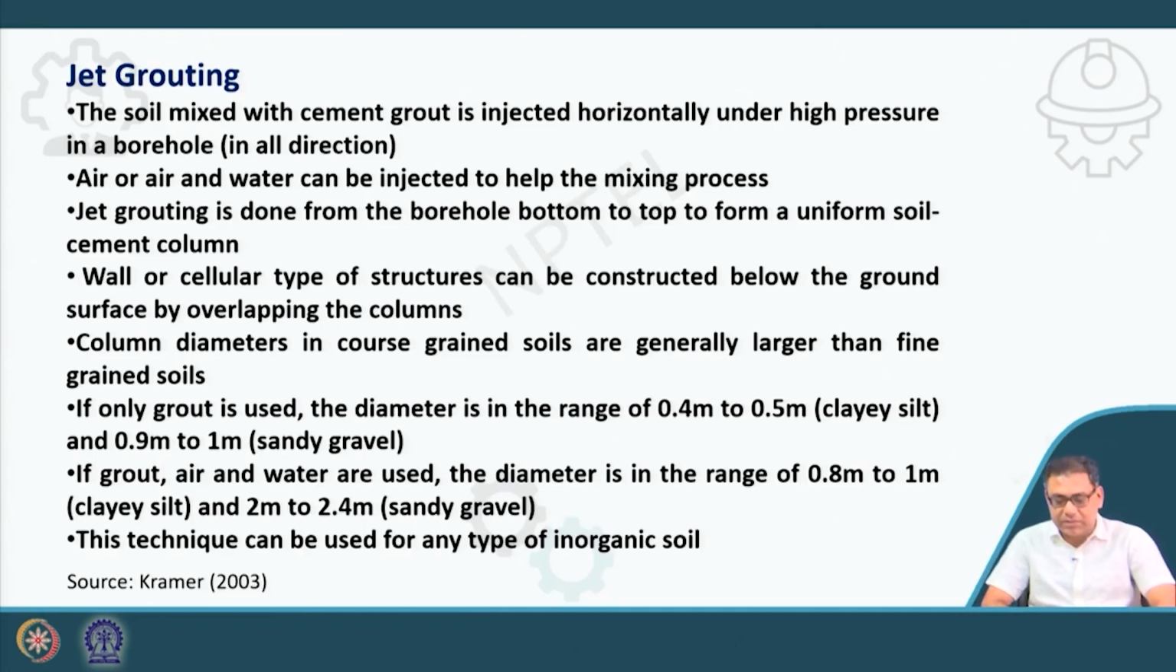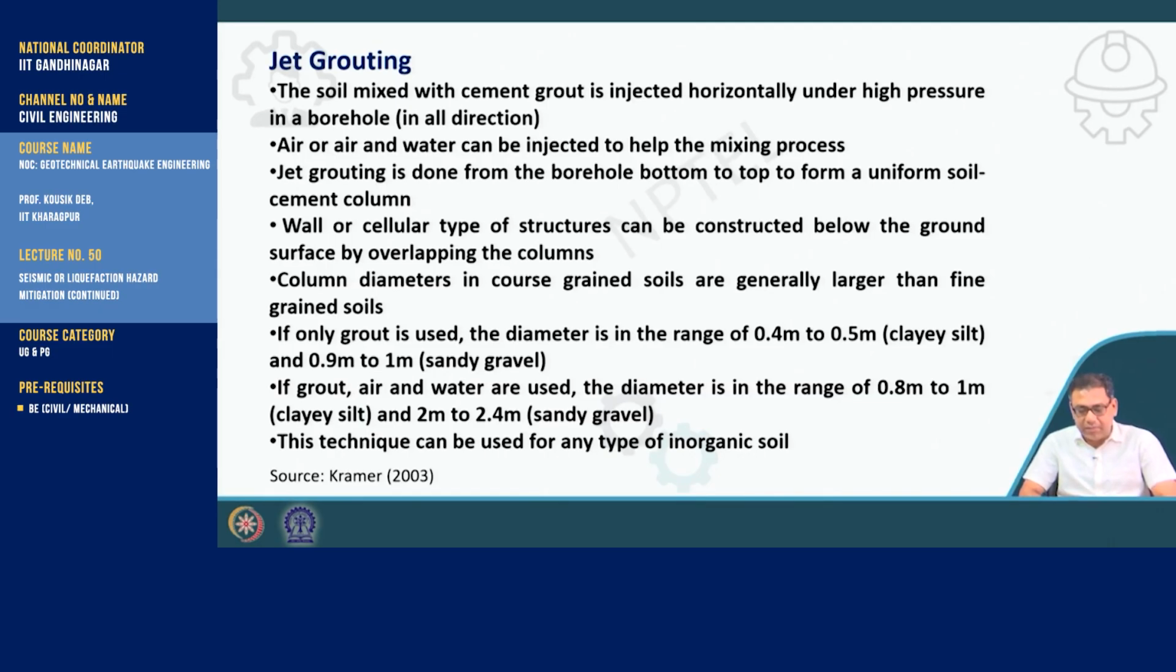Wall or cellular type of structure can be constructed below the ground surface by overlapping the columns, like your soil mixing. Then soil column diameters in coarse grain soil are generally larger than in fine grain soil. If only grout is used, the diameter is in the range of 0.4 meter to 0.6 meter in clay silt soil and 0.9 meter to 1 meter for sandy gravel type of soil.